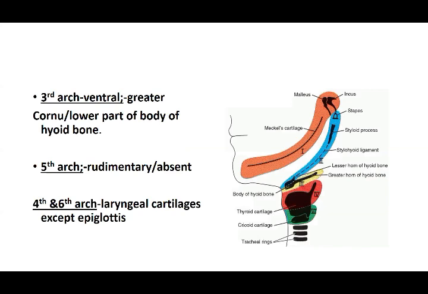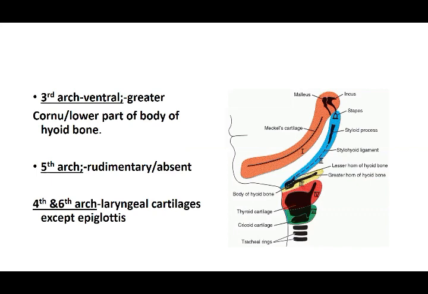And then if you see this picture, if you recollect, the first arch is malleus and incus. Then you have this ligament, that is the Meckel's cartilage, which is surrounded by the ligaments on the side. Just a small ligament is there, and the maxilla is formed by intramembranous ossification.